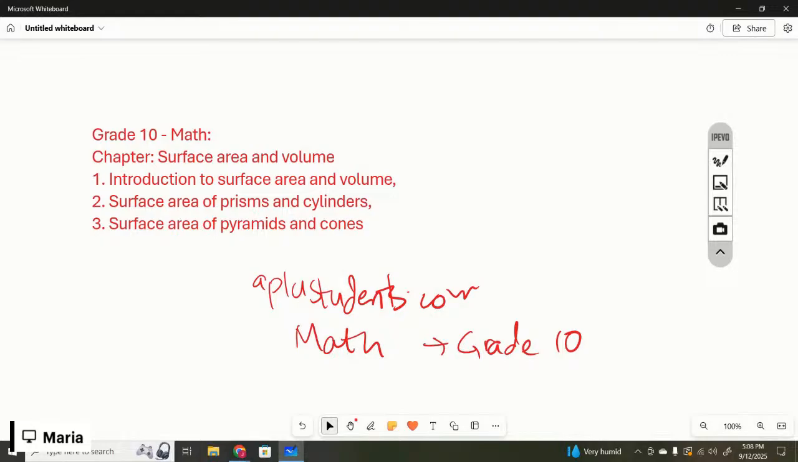The lessons we're going to cover today are introduction to surface area and volume, surface area of prisms and cylinders, surface area of pyramids and cones. So please make sure you have your notebook and pencil so that you can note down the important examples and definitions as well.